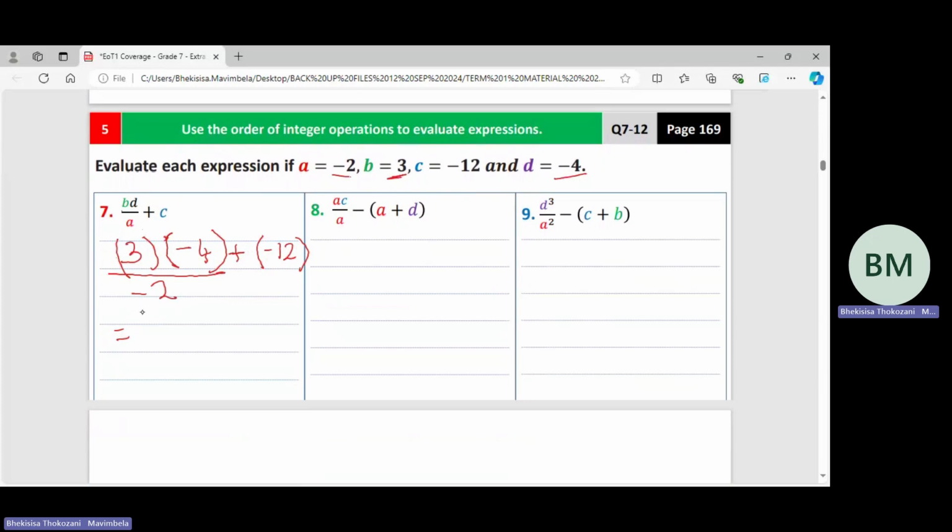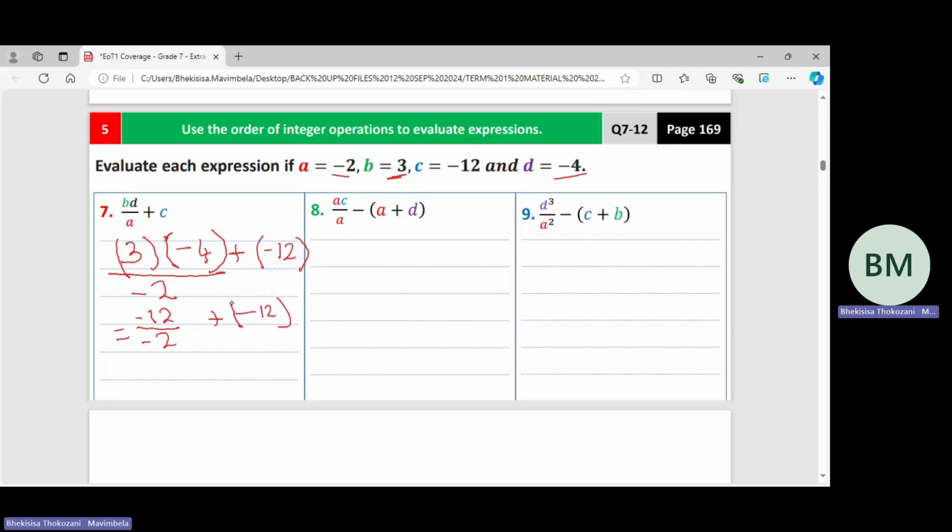And then we can start. Remember the order of operations. So we're going to start with parentheses. With parentheses, 3 times 4 will give us 12, and negative times positive will give us negative, divided by negative 2. Remember, we said it's plus. And now we have minus 12 here.